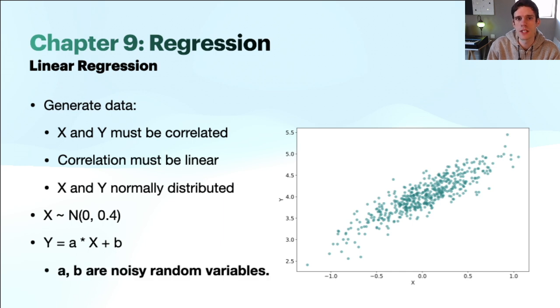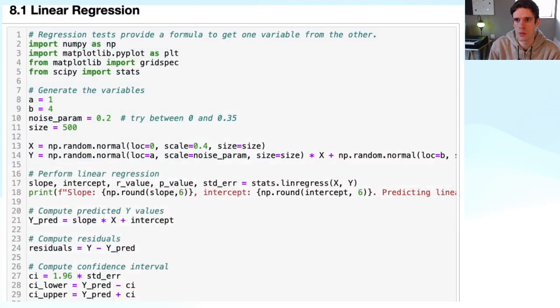And this gives us the condition that a and b for each pair of two variables are noisy random variables. So let's now briefly hop over to the Jupyter notebook and see how we can implement this strategy and generate these two datasets using Python code. The first thing that we're going to do here is define some variables, and these variables will be used to generate our two datasets.